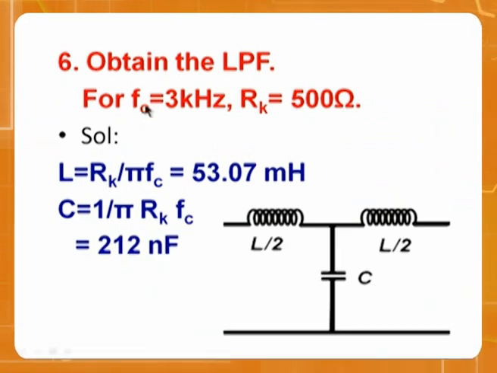Obtain a low pass filter for the given FC and RK. Remember, sometimes people call this RK the iterative impedance, characteristic impedance or image impedance. So feel free to use that. Then this is the filter design circuit as we already discussed. These are the equations for it. So therefore, 53.07 millihenry and 212 nanofarads will come. By designing this, for example, this is 53, but what should you substitute here? 53 by 2. So this is called a low pass filter. As I told you, it is a constant K filter. Using this filter, I am going to design any other filters. That's why it is called a prototype.